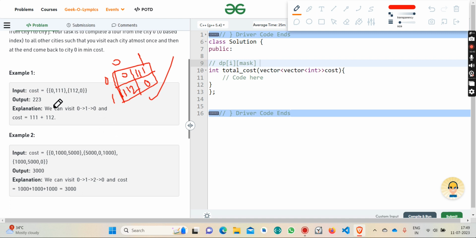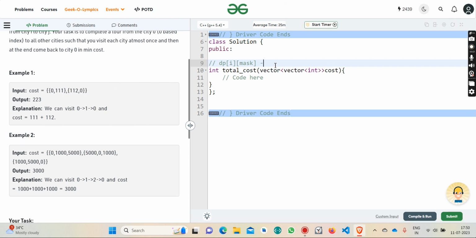Now we have been given the cost of the tour. We will go from city 0 to city 1, and the cost is 111. Now, since we have traversed all the cities, because only two cities were there, we have to return from 1 to 0. The cost from 1 to 0 is 112. So this is the total cost. Similarly for the other example. Now let's move on to the solution.